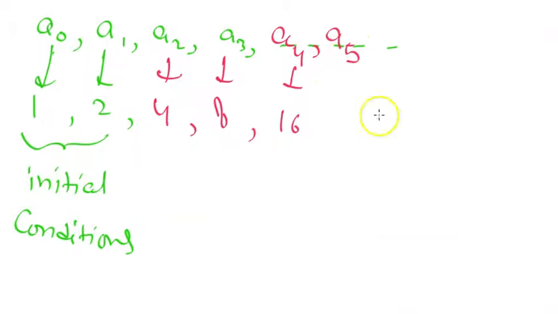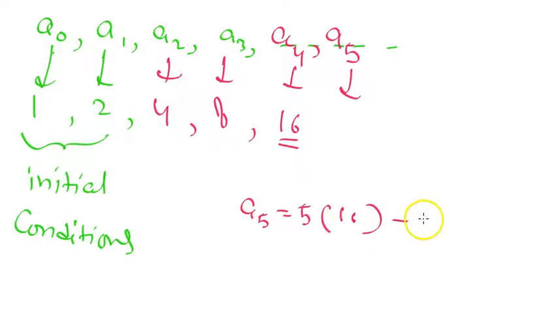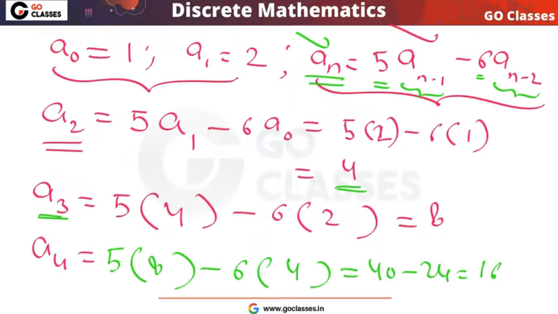Now we can similarly count a5. What is a5? That is 5 times 16 minus 6 times 8. So that will be your a5. Like this we can count a6 and so on. So very simple, this is how it works.